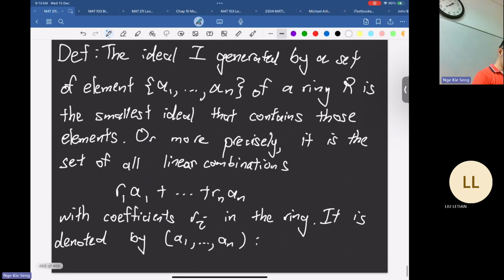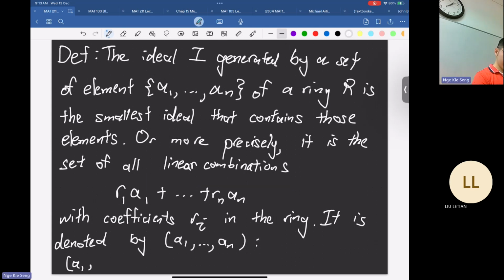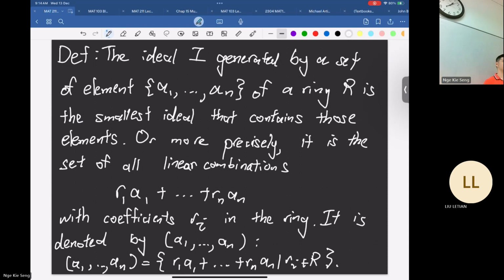So this A1 up to An will generate a set, an ideal, whose elements are just linear combinations of the Ai. So this is the definition, right?